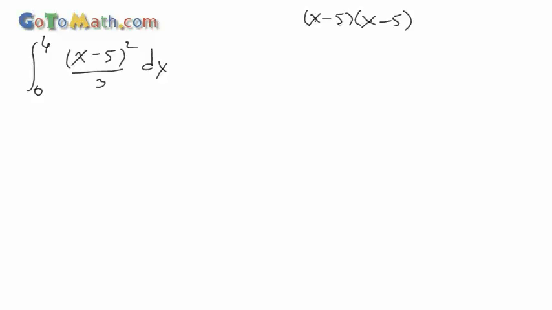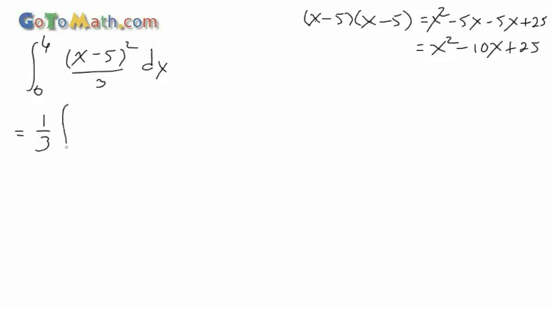So we have x times x, x squared, minus 5x, minus 5x, and minus 5 times minus 5 is positive 25, so we end up with x squared minus 10x plus 25. Now, we got this 3 here, and we can just pull this thing out. We can pull that right outside, just get it out of the way. So we end up with x squared minus 10x plus 25 dx.